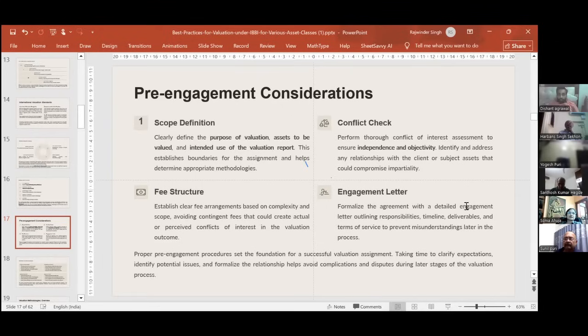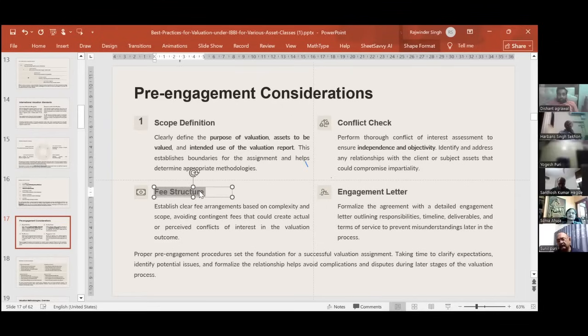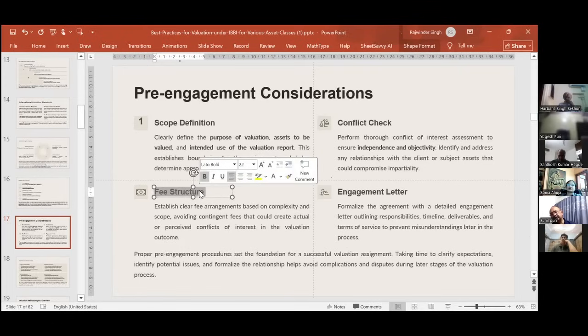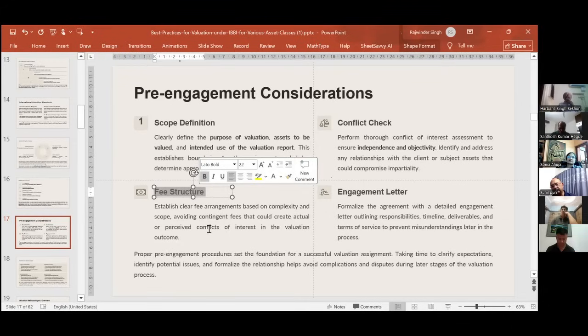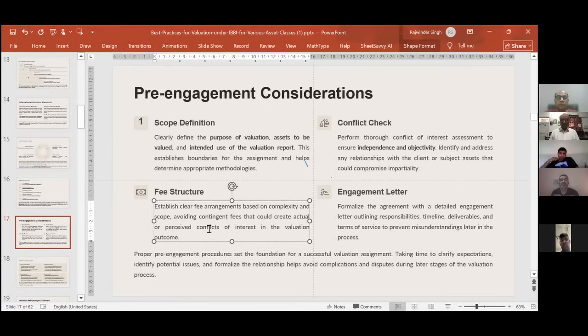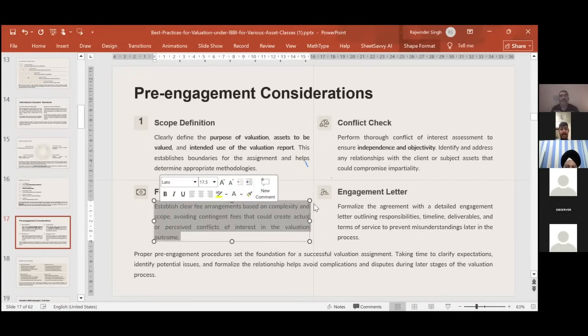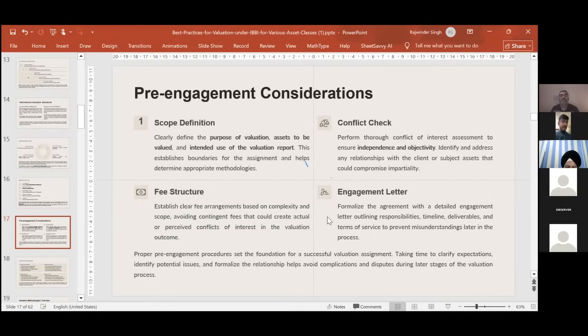And then after these two things, the third thing is fee structure. So before starting your work, establish a clear fee arrangement based upon complexity and scope of valuation, avoiding contingent fees that could create actual or perceived conflict of interest in the valuation outcome. So that is important.